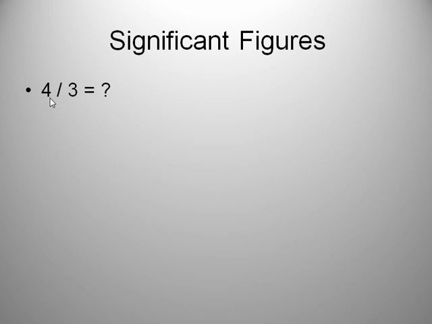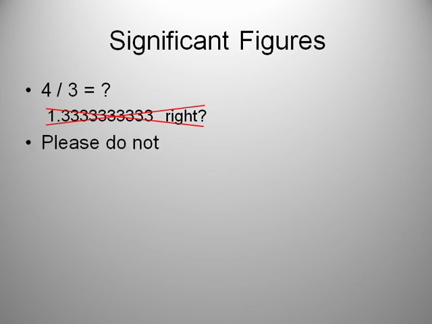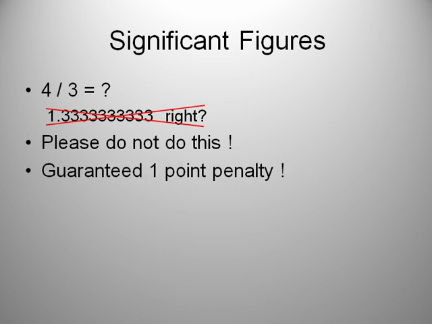Let's do just a quick example right here. Let's say we divide 4 by 3, and you can use your calculator for that if you like. But if you do, you get this. Your calculator says that. So that's the answer, right? Please do not do that. Writing more digits does not make it more correct. In fact, you're going to get penalty for that in IB land.